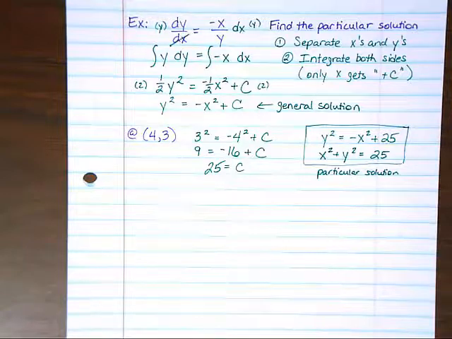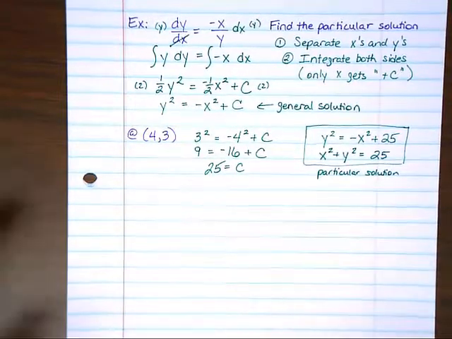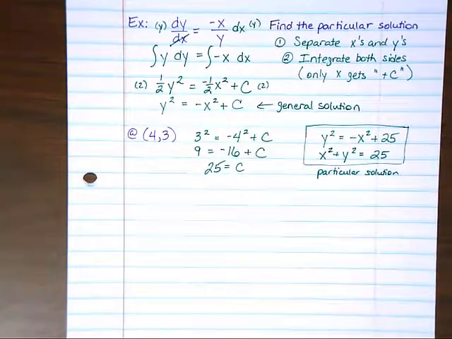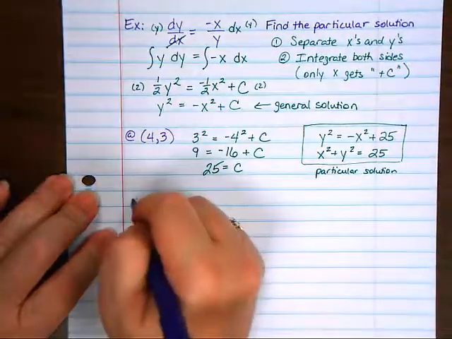Any questions about what I did? And like I said, the steps are the same every time. Separate the variables, integrate both sides, find your C. Are we good? All right, let's do another one.